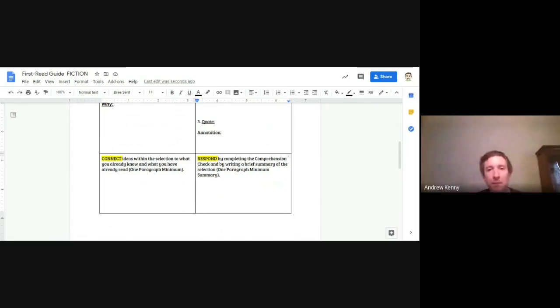And then of course, the bottom right box, your respond box, that's very simple. You're either going to do 2 things or 1 thing. 1, you're going to answer comprehension questions at the end of the story if you read that story inside the My Perspectives book, or you just do a paragraph minimum summary of the story. So either you're going to be answering questions and a summary, or if there are no questions, you'll just be giving a summary of the story in 1 paragraph.